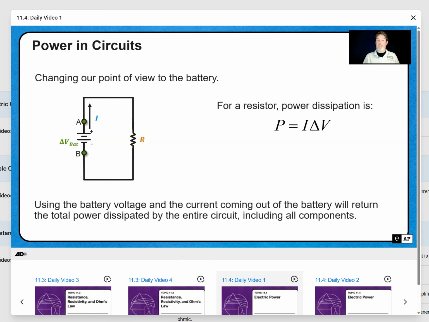Over here, if we were to look at just the voltage across the battery, that would be the power dissipated by the entire circuit. If we had multiple resistors, multiple components, that battery potential difference and its current will be used to get the power dissipated by the entire circuit, not just one single component.